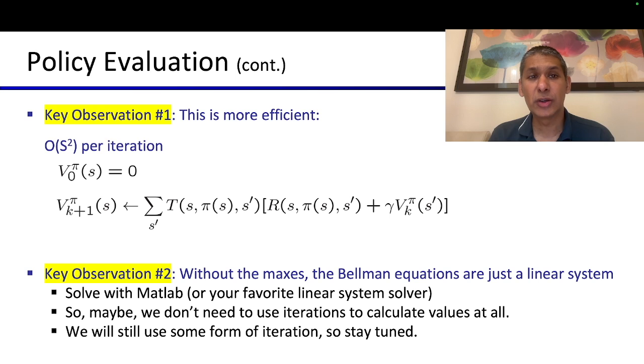So key observation number one that we make is that this is more efficient. Instead of S square A per iteration, it's just S square per iteration because we have only one action per node, because we're given the policy.